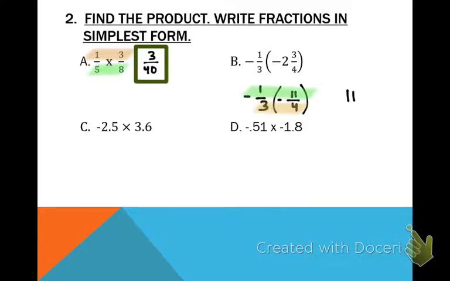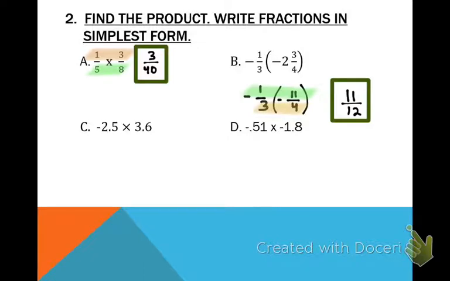Autumn, what's 3 times 4? 12. Jace, I have a negative times a negative. Is my answer going to be positive or negative? It is going to be positive. Very good. So the correct answer is 11/12. Any questions on how we multiplied those together?